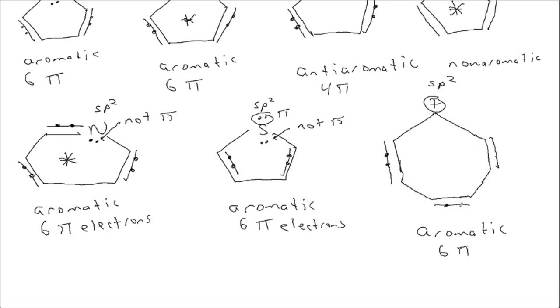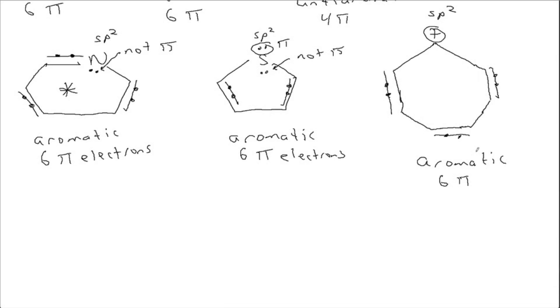Good. How many pi electrons does the carbocation contribute? None. But it's still sp2, so the molecule is still completely conjugated. Good. So we got that right. By the way, remember, what does aromatic mean? It's stable. That's right. Now remember I said it meant more stable than you would ordinarily expect.